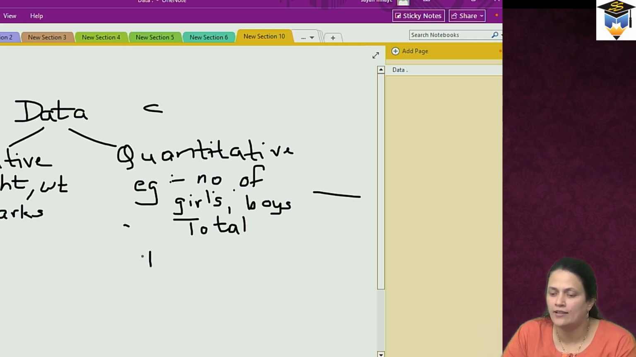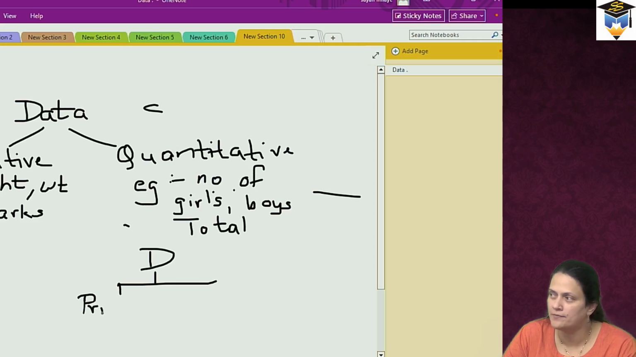Now again, data is classified into two types. One is primary data and the second one is secondary data.